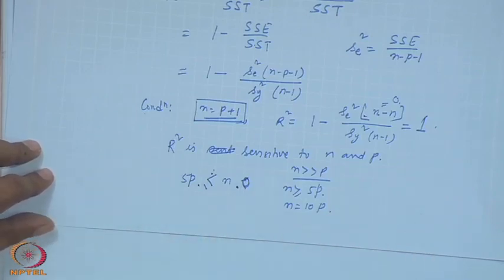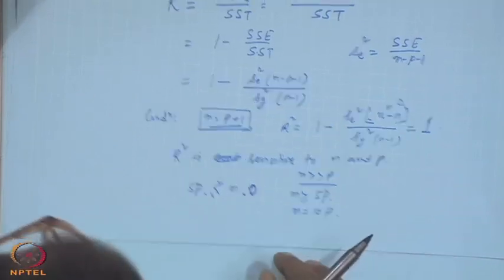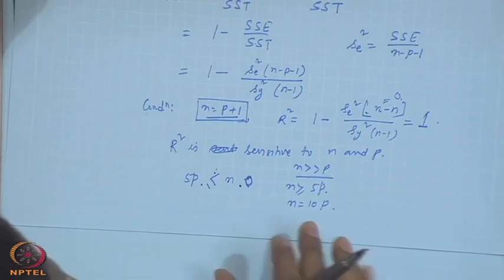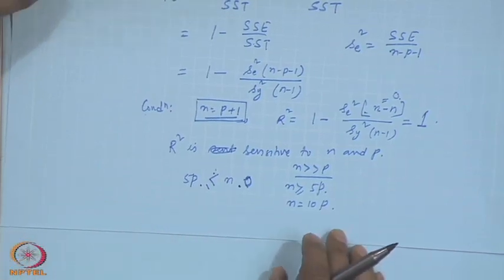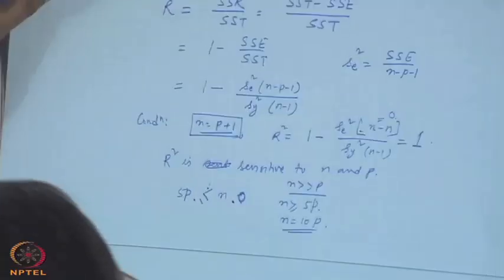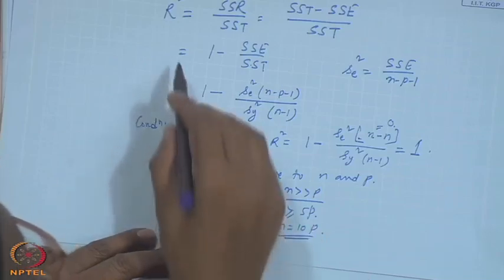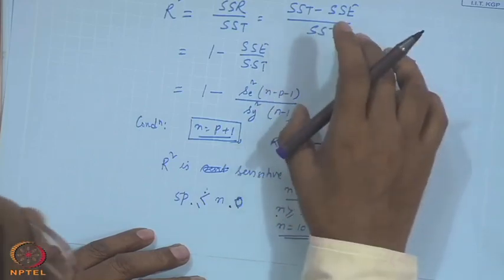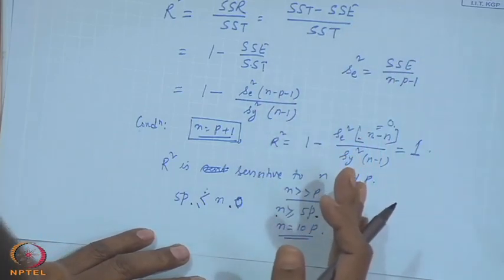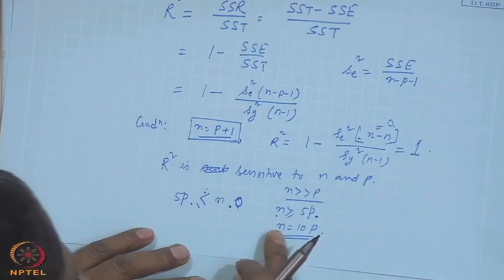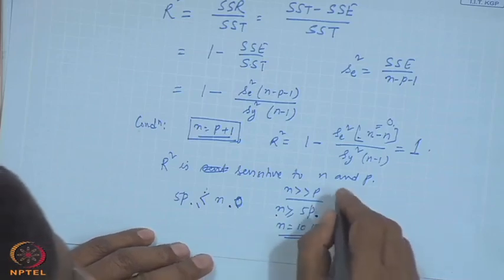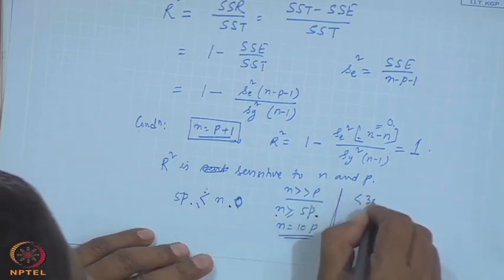sometimes in later parts of the lectures we will see that chi-square will be used in some places. Chi-square is also sensitive to sample size, so a larger sample size is also not good there. But for regression purposes, your sample size should be at least 5 times p, that is the starting point. 10p is the desirable one, and in no case should it be less than 30.